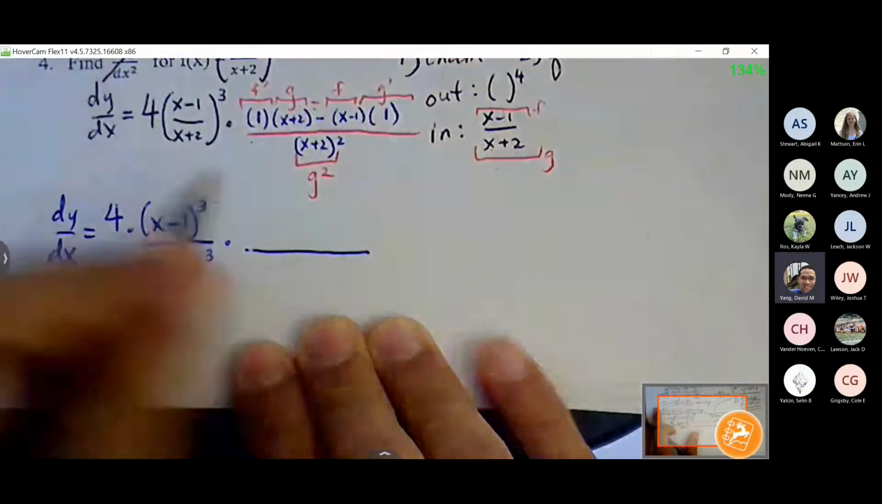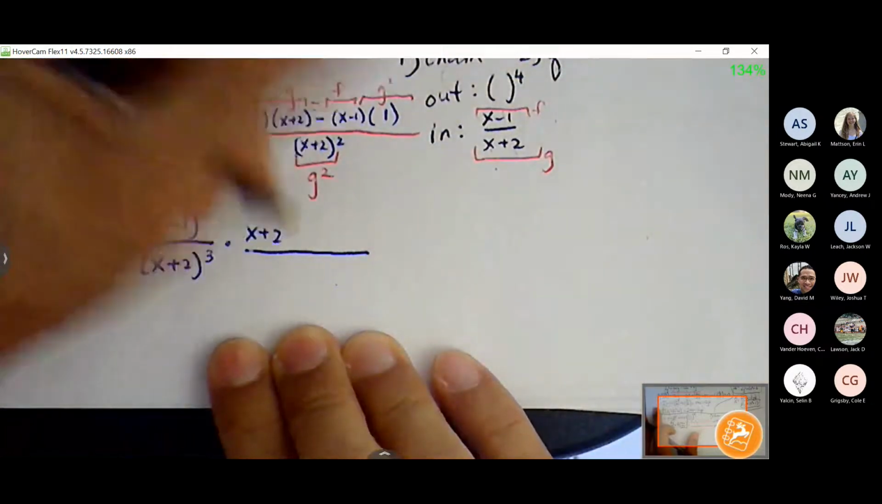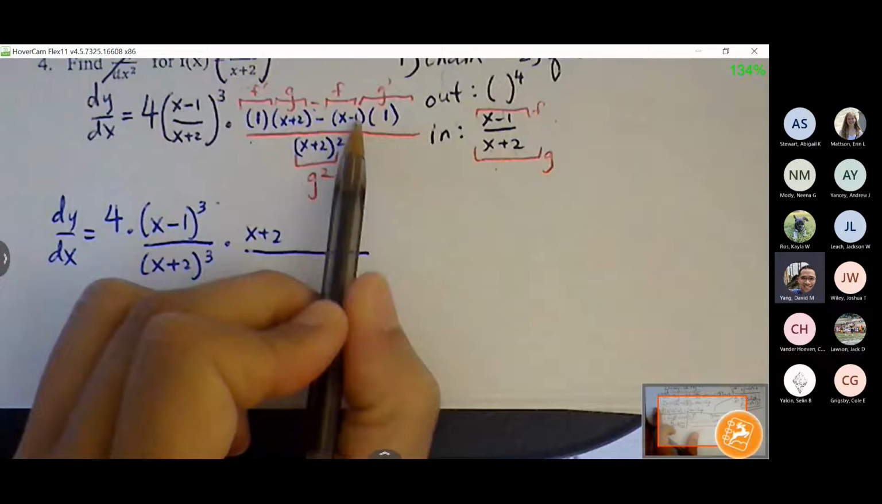All right, so here's my cleanup here. Distribute the 1 through. I get x plus 2. Distribute the negative 1, minus x plus 1.